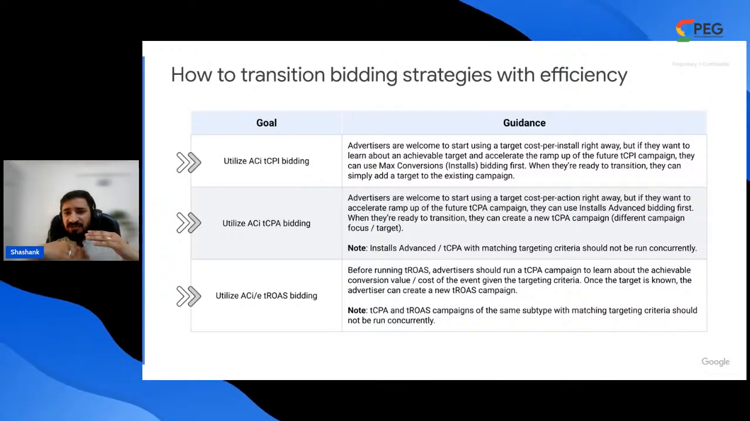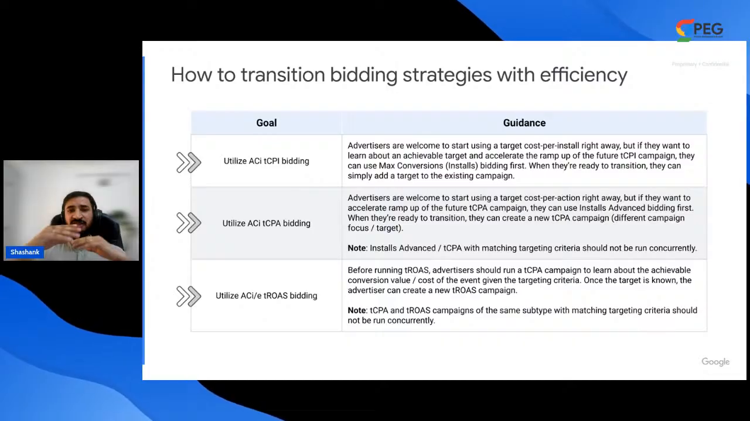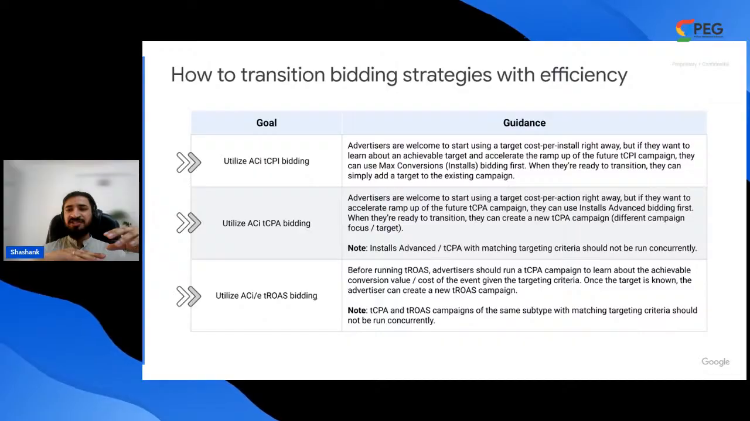Now, moving on to the next slide. This slide talks about transitioning from one bidding strategy to another. Like in the last slide, I explained that there are several bidding strategies that you can use based on your marketing agenda, marketing goal. This slide talks about how you can transition from one bidding strategy to another.